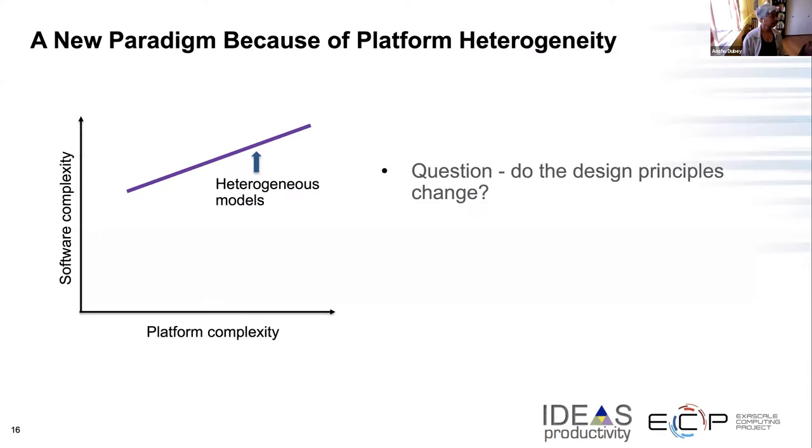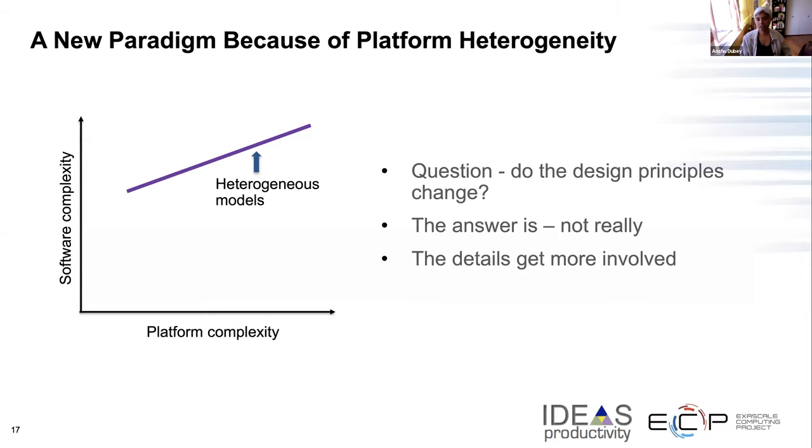So now we are in the new paradigm because of platform heterogeneity. Now, the software complexity is increasing as before because of the positive feedback loop cycle that we saw before. But simultaneously, the software developers are faced with a completely new challenge, and that is that the platforms are heterogeneous, and therefore the software itself has to deal with heterogeneous programming models. So the question that we are faced with is, do the design principles change? And the answer is not really. What actually ends up happening is that the details get more involved.